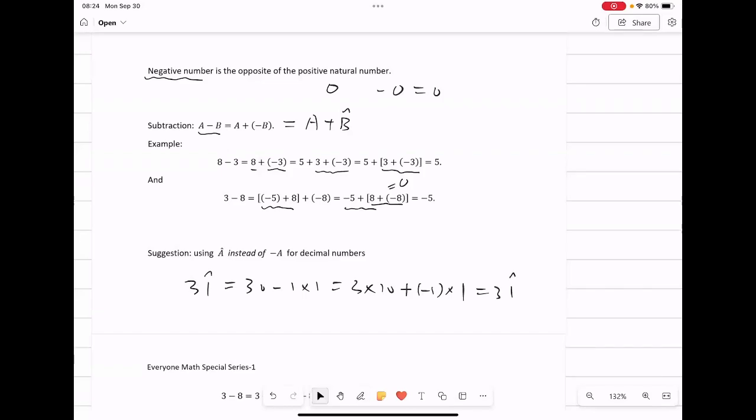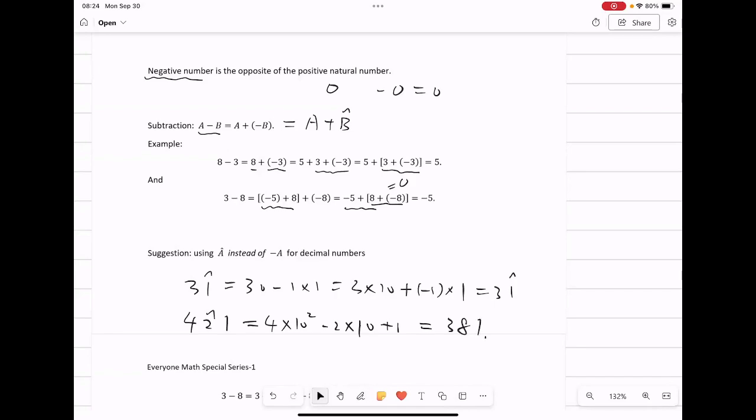Another number you can try: if I write down 4 2 hat and 1, this actually means 400 minus the coefficient for the tenth place, which is -2 times 10, plus 1. That's the traditional number 381.